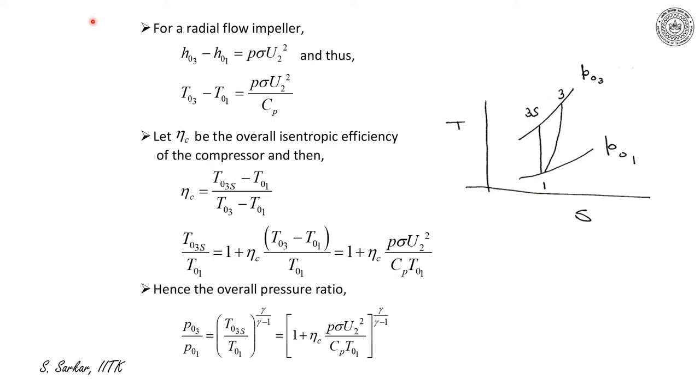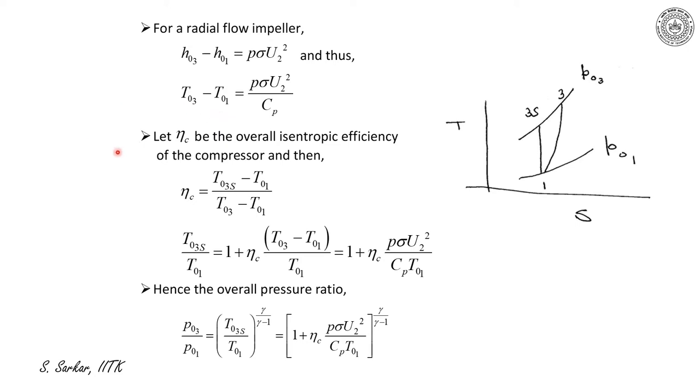and thereby I can write for a radial flow impeller h03 minus h01 is equal to psi sigma U2 square, where psi is the work done factor, sigma is the slip factor, and U2 is the blade speed at exit. From here, I can write T03 minus T01 is equal to psi sigma U2 square divided by Cp. T03 minus T01 represents the actual temperature rise during the process of compression.